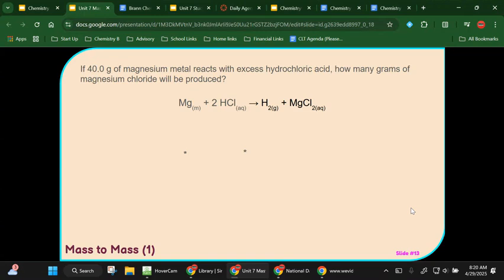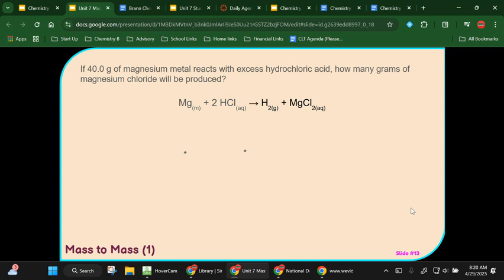Now, last thing. Metal, aqueous. Aqueous means dissolved in water. We know acids are always dissolved in water. This will be created as a gas. And then this will be aqueous because in a single replacement reaction, the compounds are always aqueous. Questions?